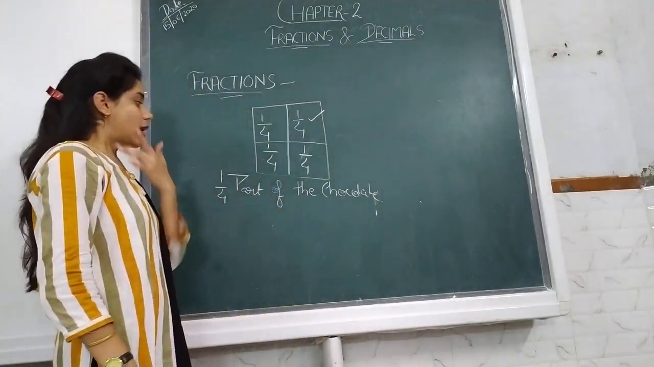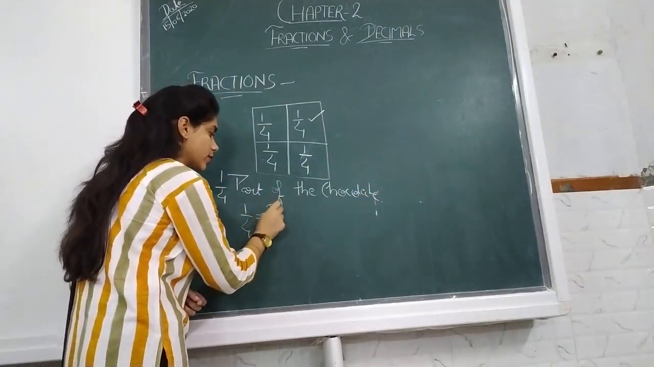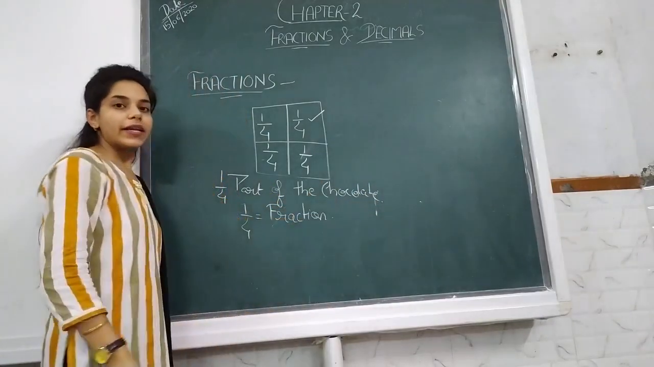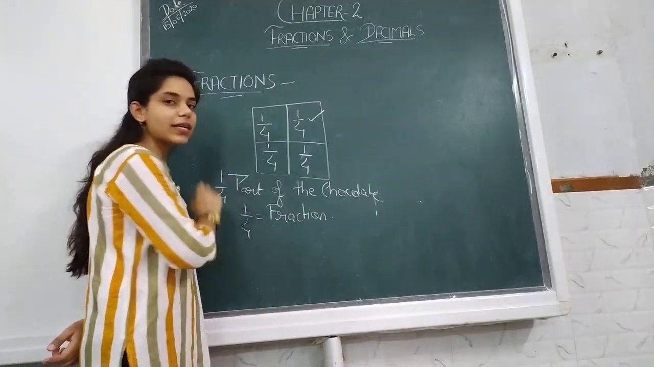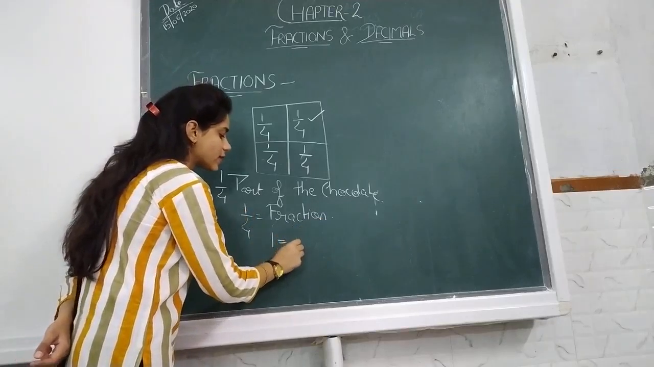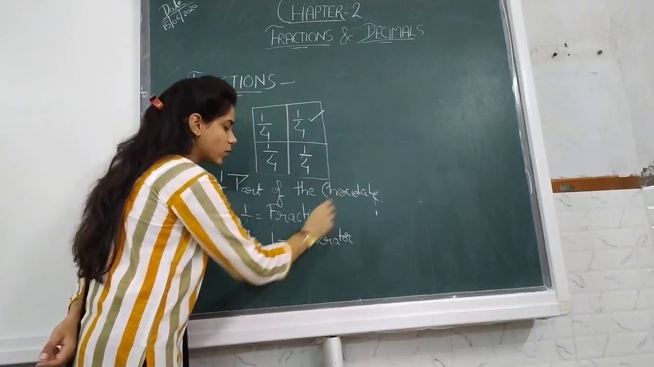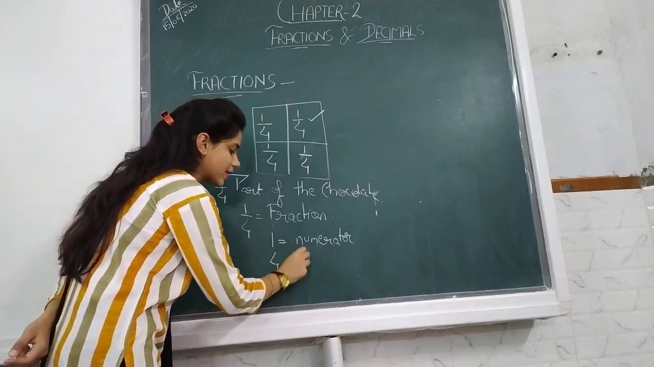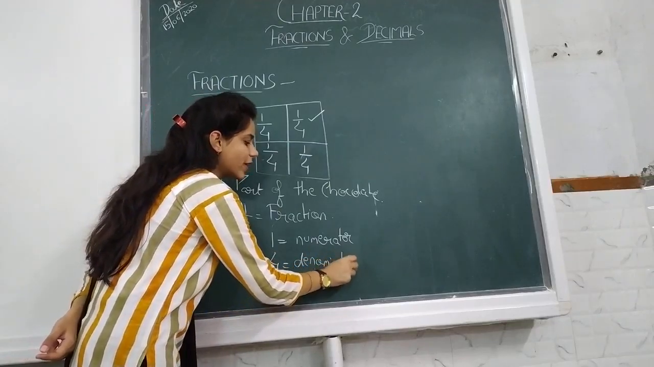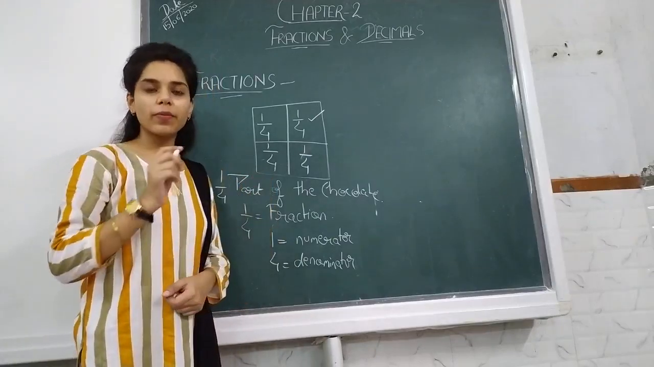Now students, 1/4 is nothing but a fraction. In fractions, the upper part is known as the numerator, which means 1 is the numerator, and the bottom part is known as the denominator. Getting my point? Numerator and denominator. So we can say that a fraction is a combination of numerator and denominator.